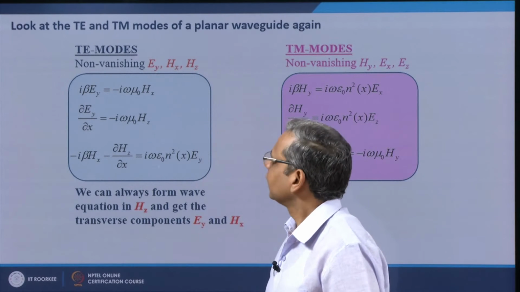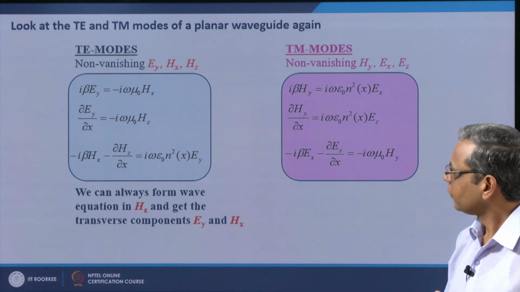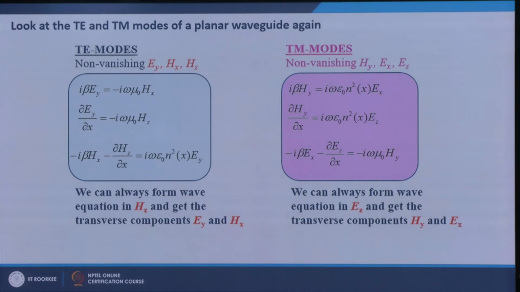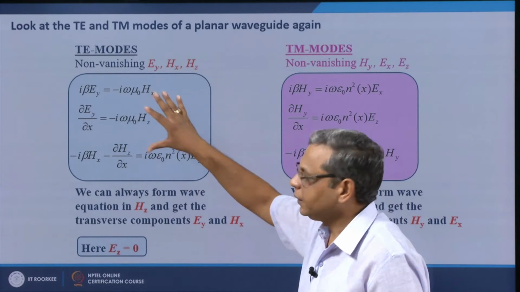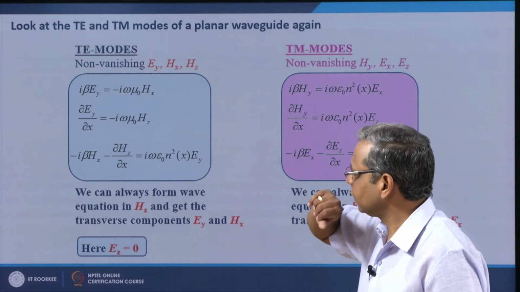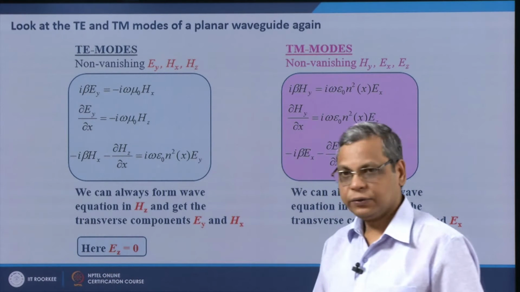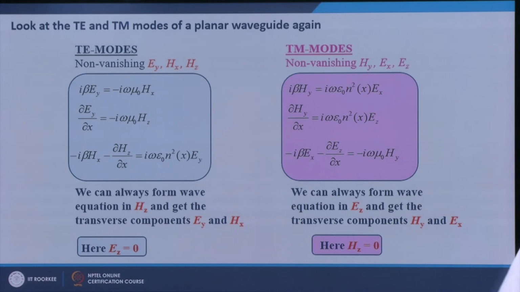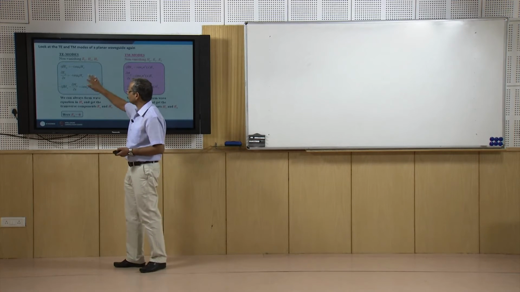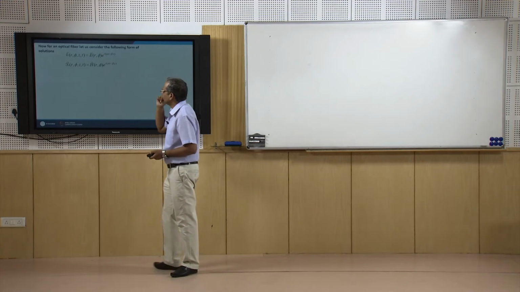Here what I notice is that the only longitudinal component is Hz, and Ez is 0. And in this case I can do the same thing, and here I notice that the only longitudinal component is Ez and Hz is 0. So, I can define my TE modes in such a way that the fields for which Ez is equal to 0 are TE modes, and if I have Hz is equal to 0, then they are TM modes. Now, let us look at an optical fiber.